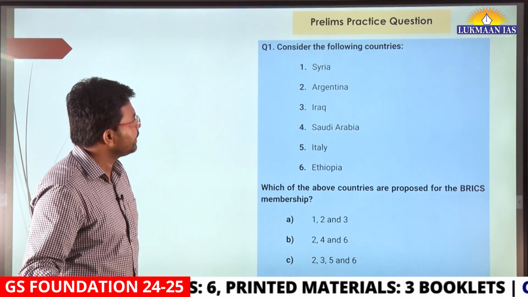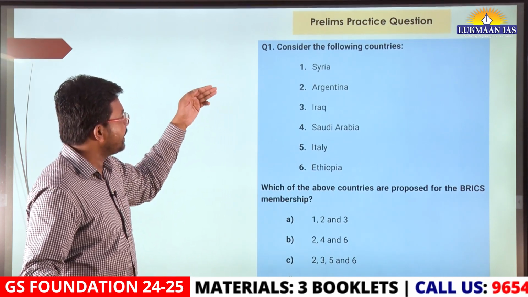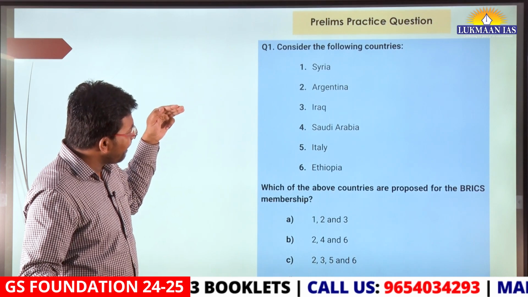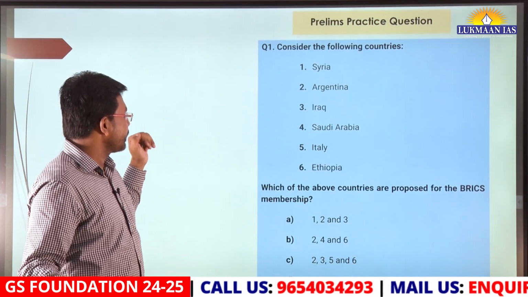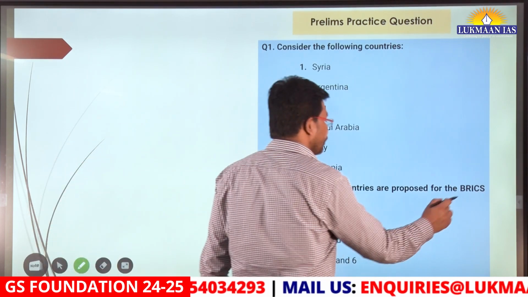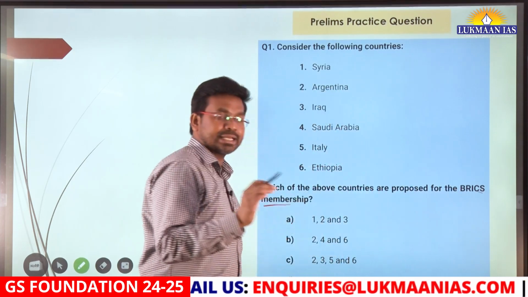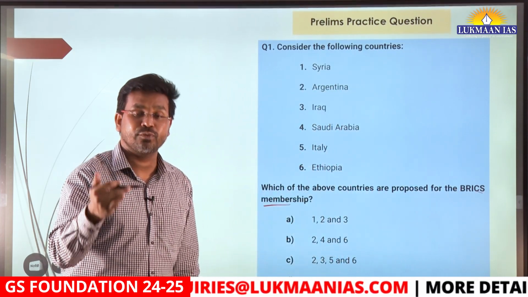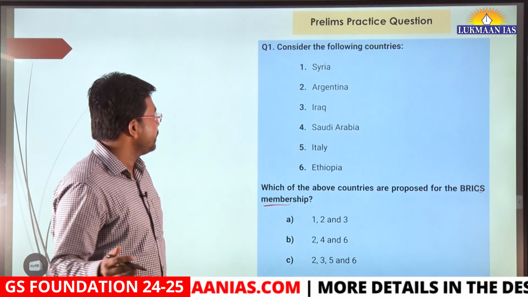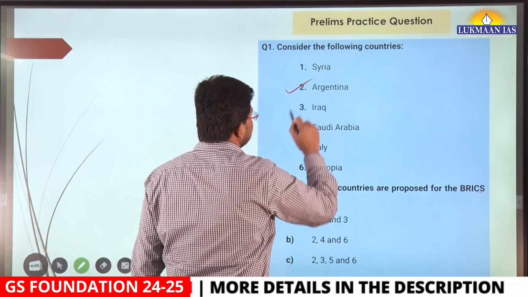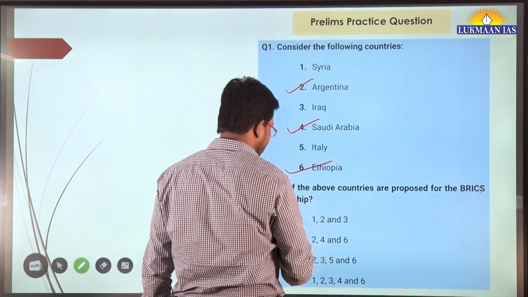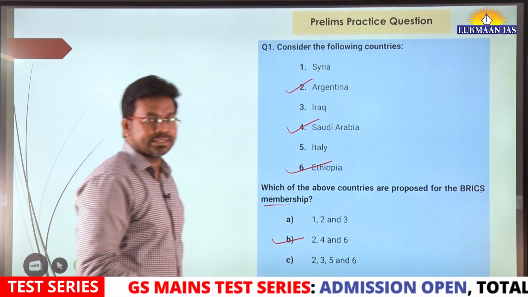Now it says, consider the following countries: Syria, Argentina, Iraq, Saudi Arabia, Italy, Ethiopia. Which of the above countries are proposed for the BRICS membership? Means these countries have been proposed to join as full members of the BRICS. So it is Argentina, Saudi Arabia and Ethiopia. So this is answer B, 2, 4 and 6.